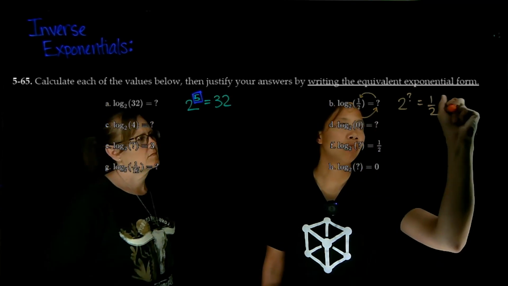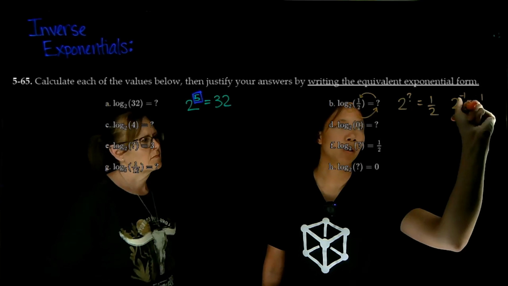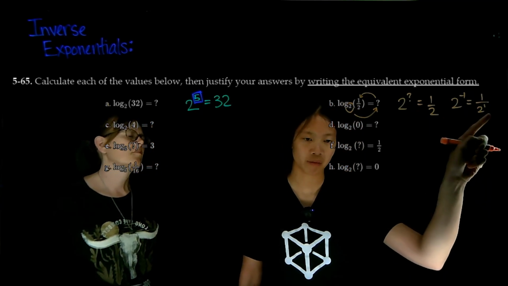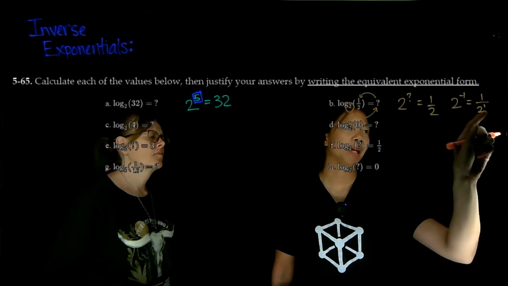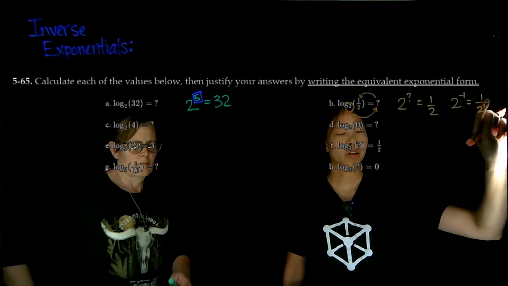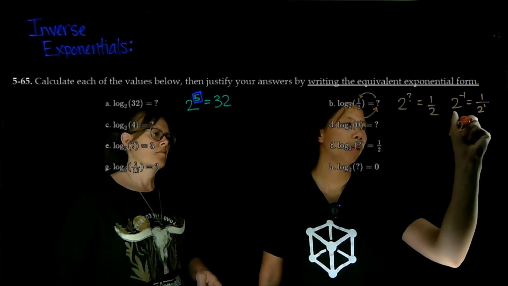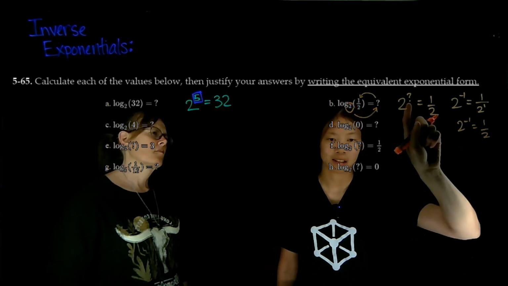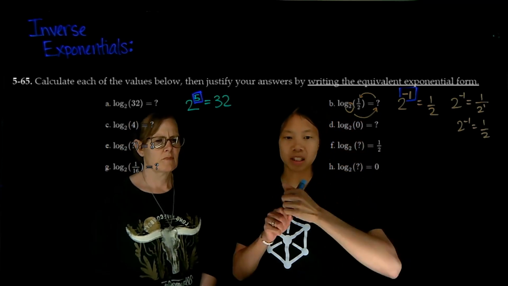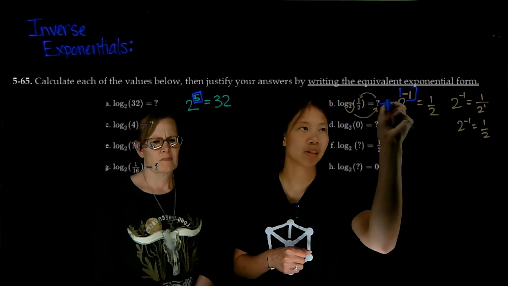So I know that 2 to the negative 1 is the same as 1 over 2 to the first power. Remember that the negative exponent becomes a positive in its fraction form. That's an exponent property. And so I know that 1 divided by 2 to the first power is the same as 1/2. And so I know that this question mark has to be -1. So I can say log base 2 of a half equals -1. So the answer would be -1.